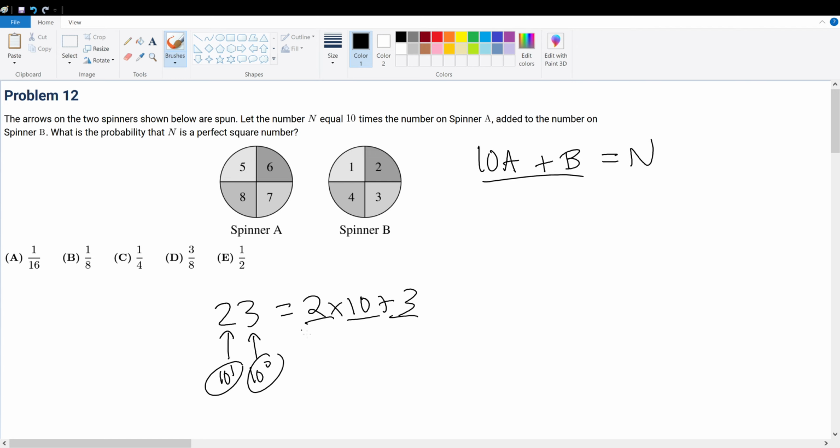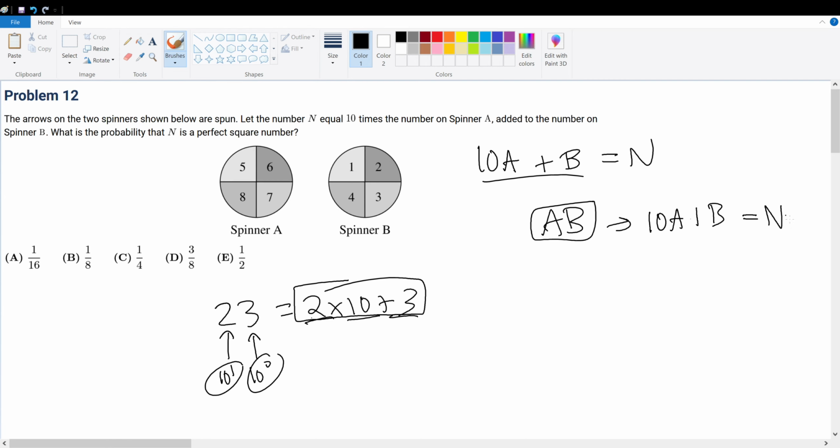Well, that looks like exactly the expansion of a two-digit number in base 10. So when we do 10 times a plus b, that gives us a number in the form of ab. Because if we expand the number ab, where a and b are numbers from 0 to 9, that must give you 10a plus b, and that must give you n. So this n right here is just equal to the number ab.